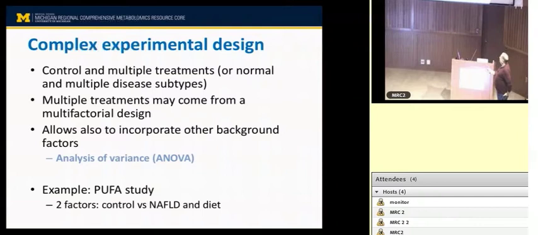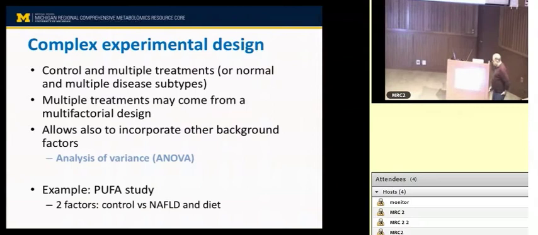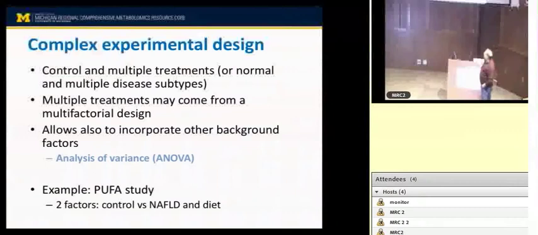But the PUFA study is a completely different story. It's a multifactorial design, because let's think about what the factors are. You have the control subjects versus the NAFLD subjects. That's one of your factors that can induce changes and you may be interested in. And you also have the diet, the PUFA versus the carb diet. Actually, there is a third component, which is also time, that makes things even more complicated. Even if we didn't have time, we have four groups that you may want to compare: the control group with the PUFA diet, the control group with the carb diet, the NAFLD group with the PUFA diet, and the NAFLD group with the carb diet.